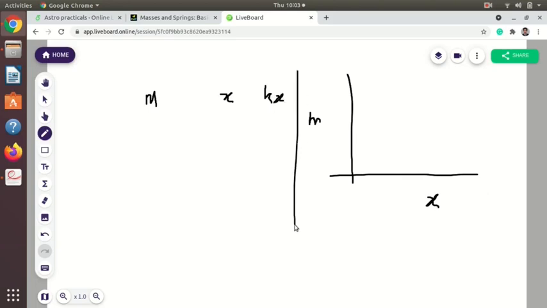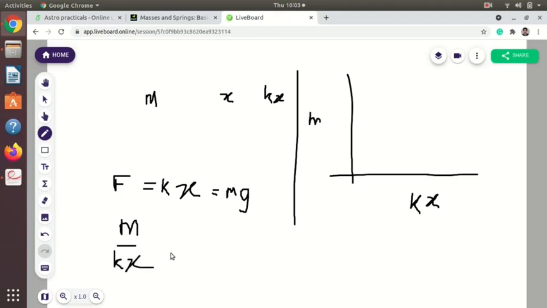Okay, so why k into x? I will tell the theory. You know F is equal to kx for the spring. So this must be equal to the weight attached to it, that is m into g. This will actually give us the acceleration due to gravity. So in this case, m is along the y-axis and kx is along the x-axis. So the slope is equal to m upon kx, and this is exactly equal to 1 upon g. So whatever slope you get here, you have to take its reciprocal so that you can find out the acceleration due to gravity.